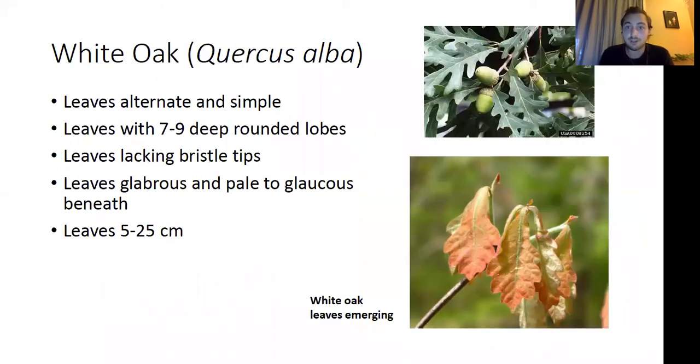So for a white oak, like in our red oak, they're alternate and simple. They have 7 to 9 deep rounded lobes with no bristle tip. They're glabrous or sometimes pale glaucous beneath. So glaucous is that blue sheen that can be easily rubbed off of a plant feature. And these ones can have even a larger range of size, being 5 to 25 centimeters.